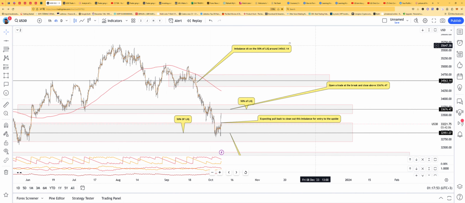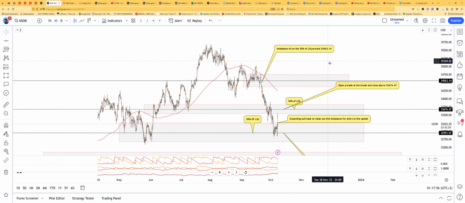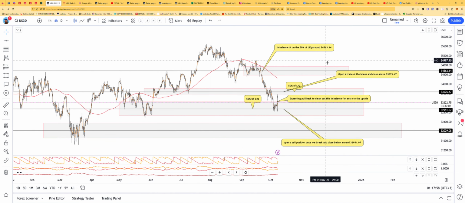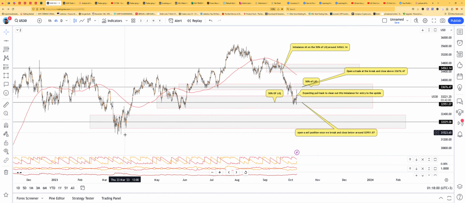Alright, so this is my analysis for the US30 pair. This zone right here, I'm expecting a pullback to this area right here on the mid 50s, something like that, and expecting a pullback to clean out this imbalance for entry.